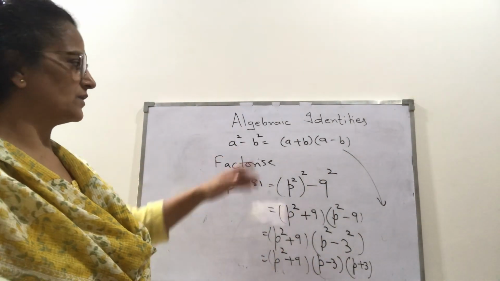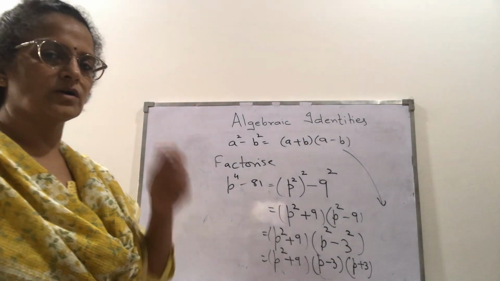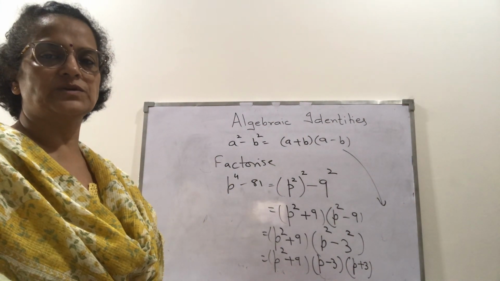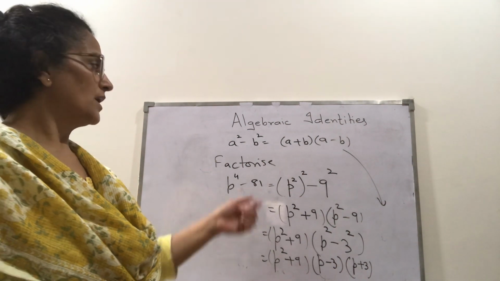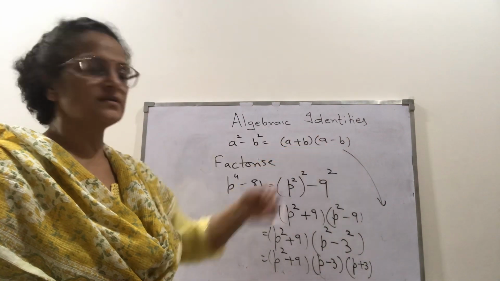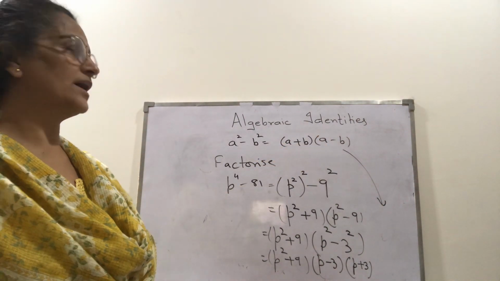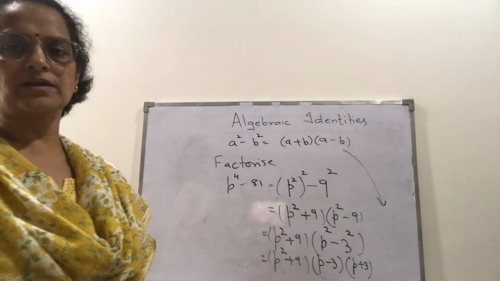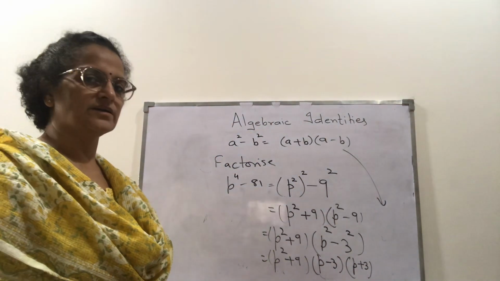These first three identities, we have done: a plus b whole square is equal to a square plus b square plus 2ab. A square minus b square is (a plus b)(a minus b). And we have also done the identity where this square is outside the bracket. All these three identities, you call them standard identities.